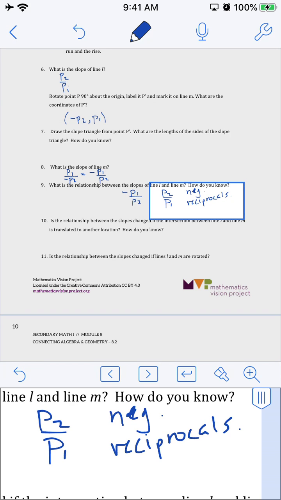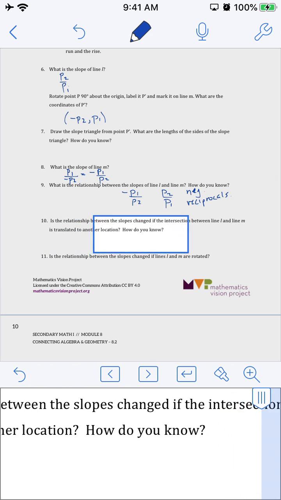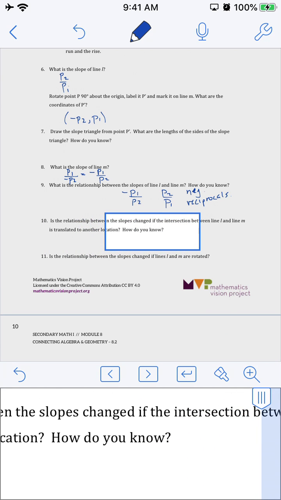And so we've pretty much just proved that perpendicular lines have this relationship. Is the relationship between the slope change if the intersection of M is moved to another location? How do you know? No, it's not. It's not going to be any different. The same argument as with actual numbers.